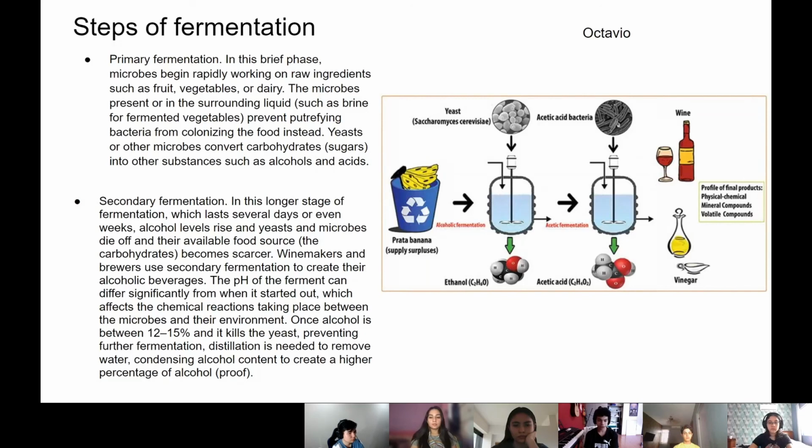Once alcohol is between 12 and 15% and it kills the yeast, preventing further fermentation, distillation is needed to remove the water, condensing alcohol content to create a higher percentage of alcohol.